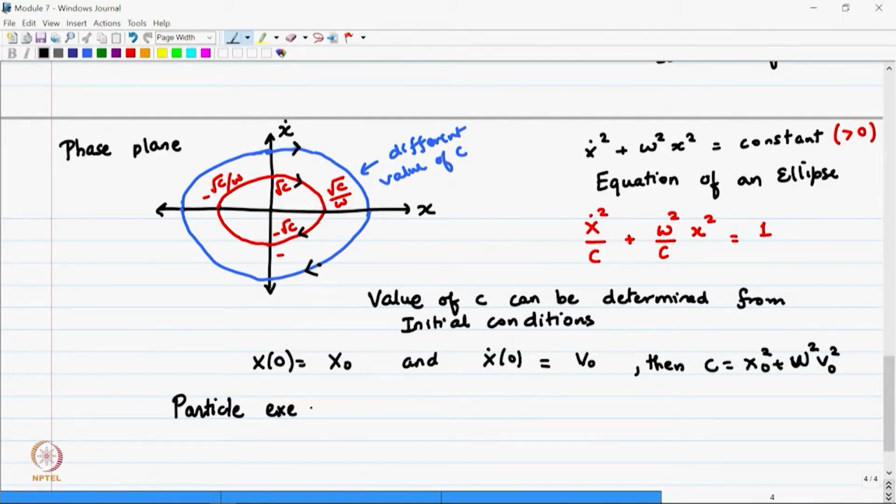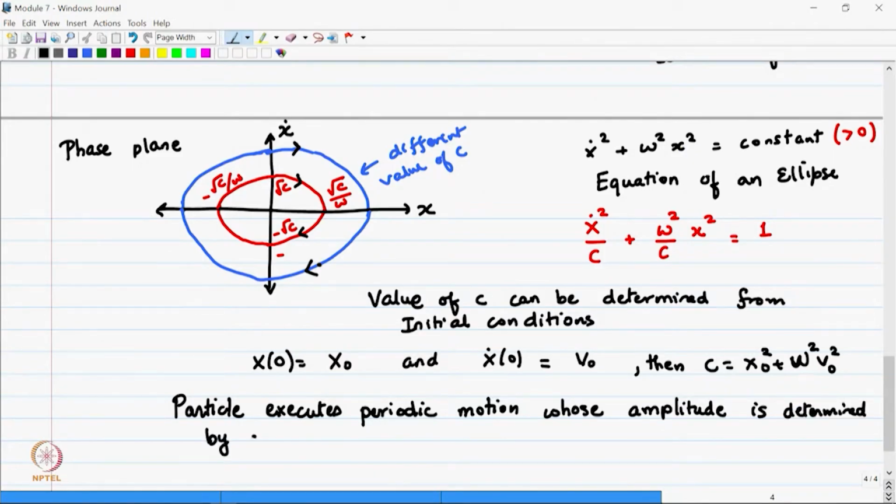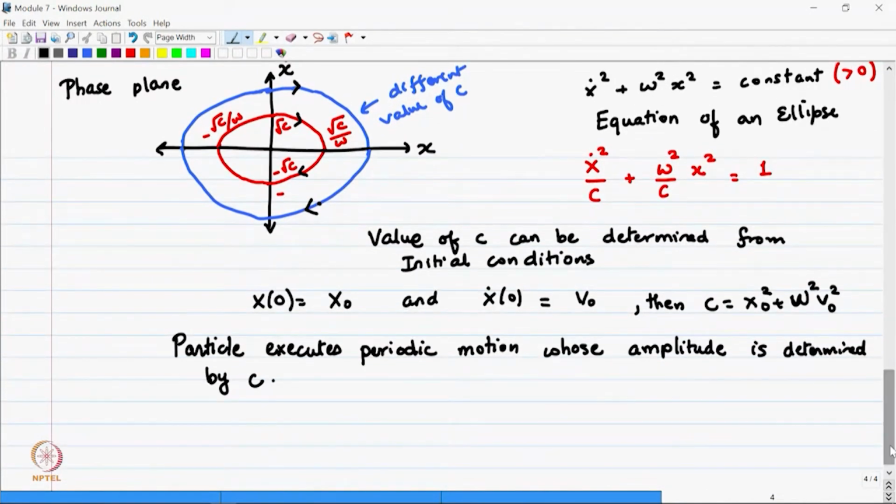The particle executes periodic motion whose amplitude is, if you take this inner ellipse, the red ellipse, that has a much smaller amplitude, whereas the blue ellipse has a larger amplitude. Amplitude is determined by c. So this phase plane gives you a picture of what the solution is. Now you know the exact solution of the harmonic oscillator.